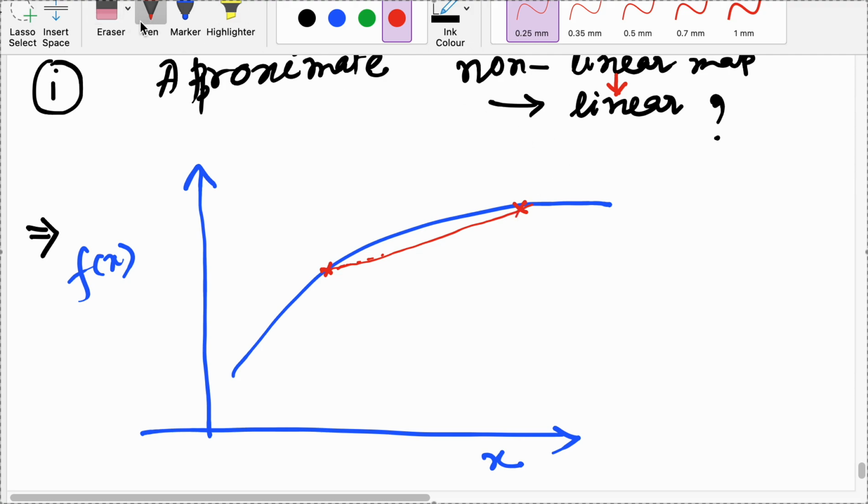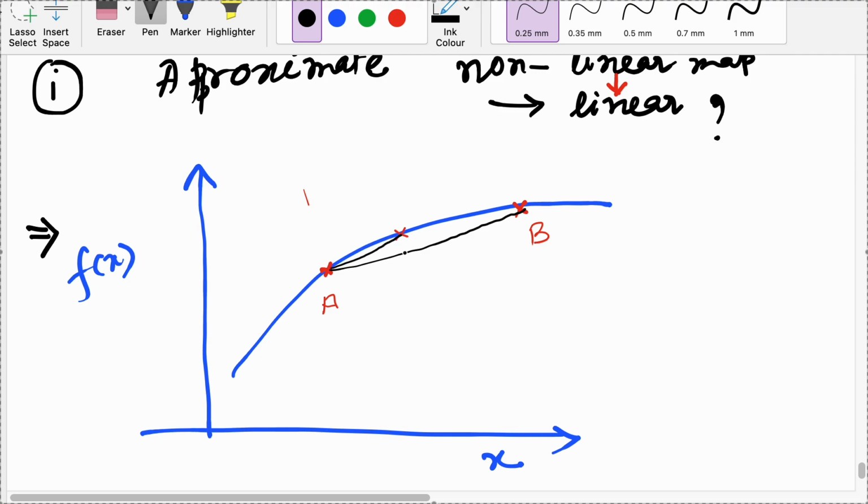Let's draw like this. Suppose you draw point A and point B, but you see that this red straight line, this linear line, actually is not an approximation of this blue curve. But an interesting thing happens when I try to decrease the distance between A and B. Previously it was like that, now it will be like this.